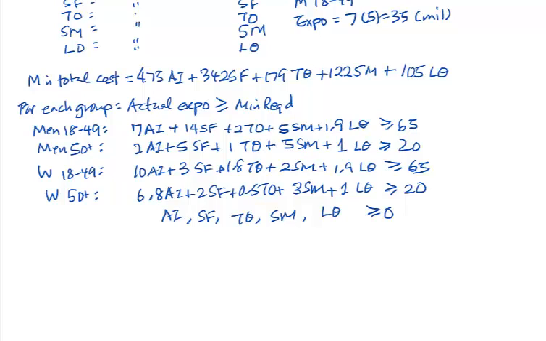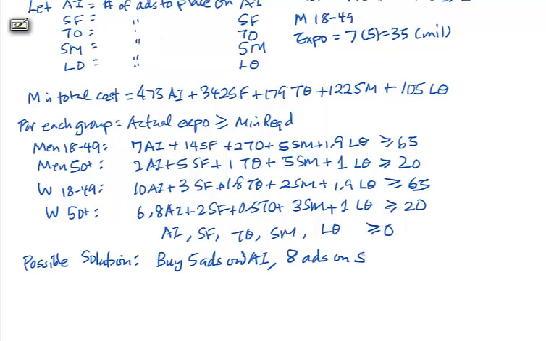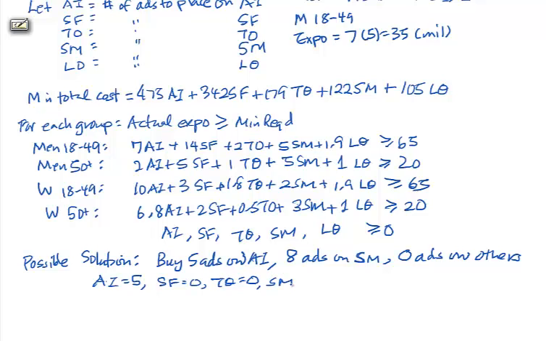So just to make sure we understand what these things mean, let's try plugging in some numbers. Here's a possible feasible solution. Let's say we buy 5 ads on American Idol and 8 ads on 60 Minutes, SM, and nothing on the other 3 shows, 0 ads, would be something like this. AI is 5, SF is 0, TO is 0, SM is 8, and LO is 0.